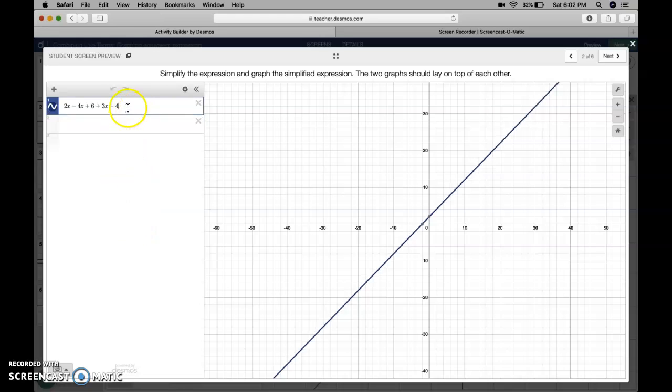Okay. So to simplify an expression by combining like terms, like terms are the terms in the algebraic expression that have matching variables. We talked about terms in class, and terms for an algebraic expression are the pieces that are being added or subtracted. Okay, so I'm highlighting the terms right now. The terms for this algebraic expression are 2x, 4x, 6, 3x, and 4.